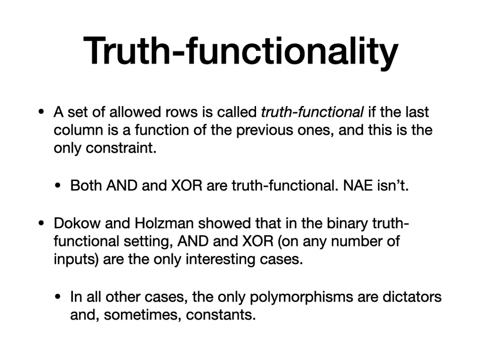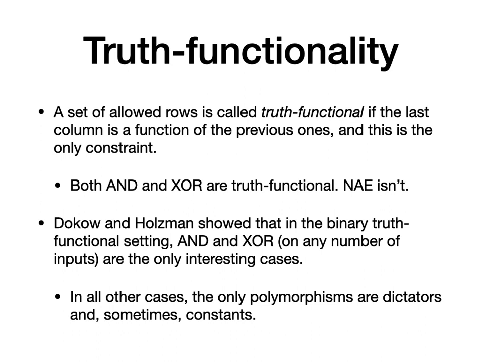We've seen 3 examples, and only 2 of them are truth functional. What does that mean? A set of allowed rows is called truth functional if the last column is a function of the other ones. For example, in our AND example, the last column is the AND of the first 2 columns. And the same thing for linearity testing. But for NAE, it's not so. For example, if the first column is yes and the second one is no, then the third one is arbitrary.